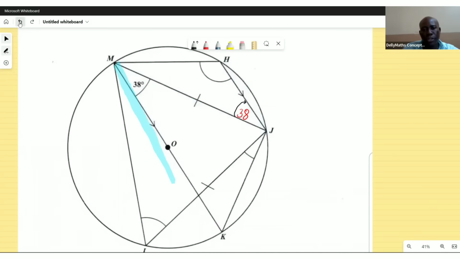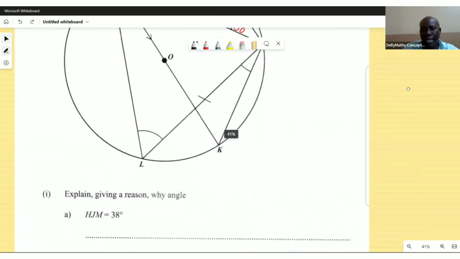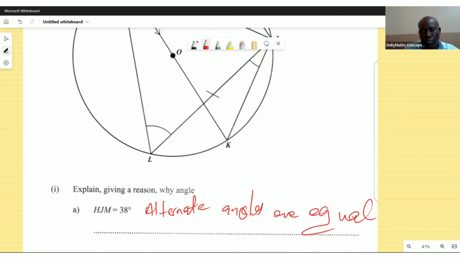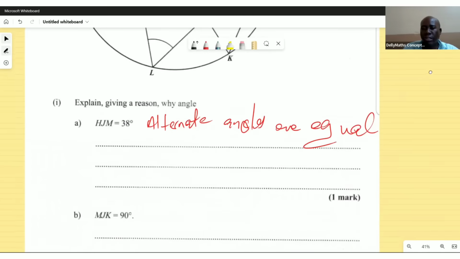So it is 38 because alternate angles are equal. Alternate angles, that's the official term. So explain, give a reason why. I could say alternate angles are equal. So that is a good enough reason to earn that one mark.